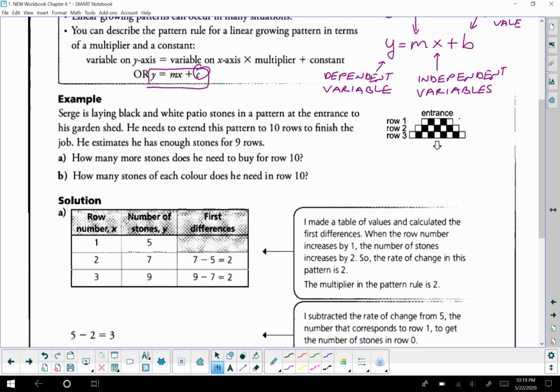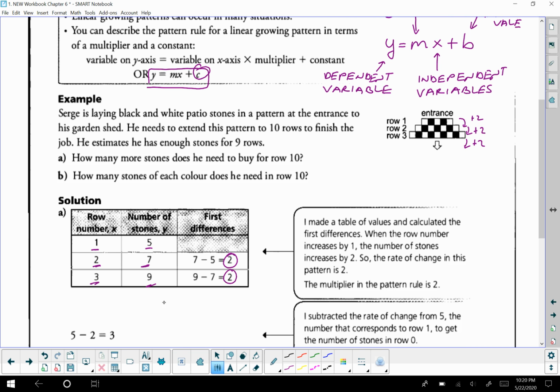So from here to here, it started as 5 stones, and then there's 1, 2, 3, 4, 5, 6, 7 stones, so it's plus 2. And then again it's plus 2, and it keeps going, plus 2. So that is the pattern, and you can see how that reflects in the table of values. Row 1 has 5 stones, row 2 has 7 stones, row 3 has 9 stones, and so on. They calculate the first differences just like we did in the previous section. We determined that first differences are 2. And remember that 2 represents our multiplier, or our rate of change.